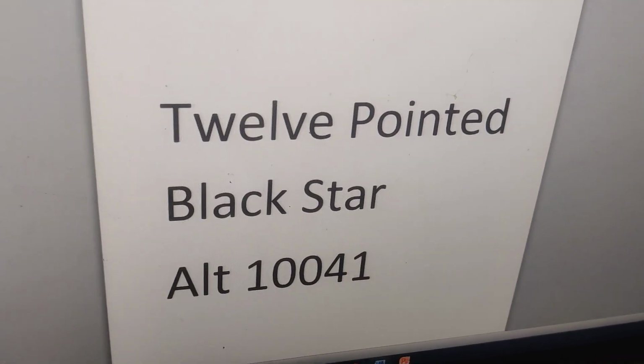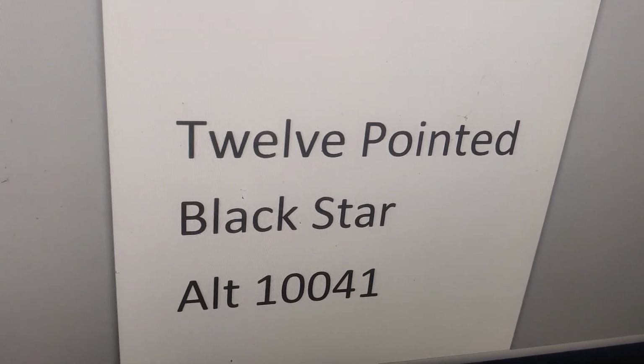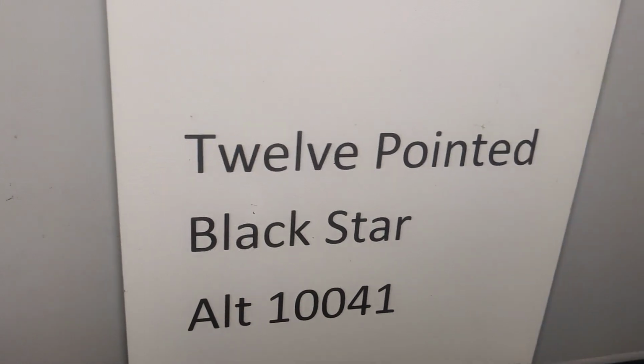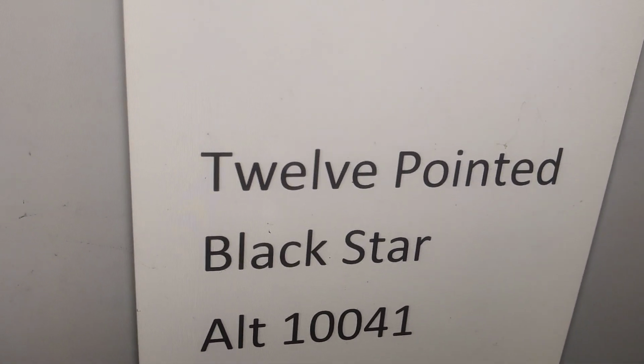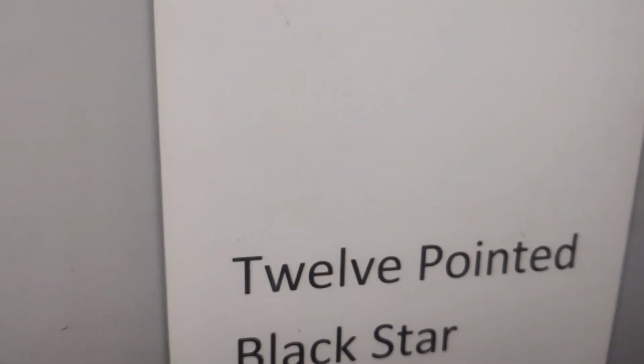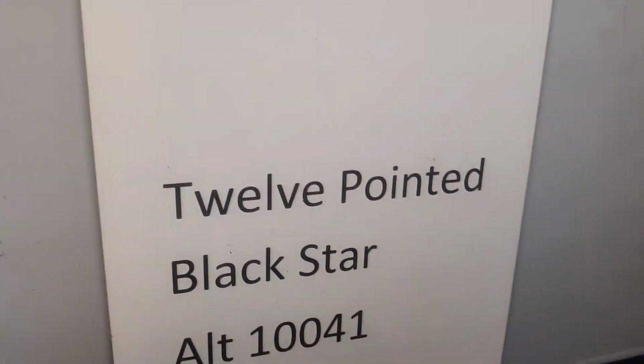In today's video, we discuss how to create a 12-pointed black star using keyboard shortcut. So you must remember this keyboard shortcut Alt 10041. So you must open your Microsoft Word in your Windows computer, and after that I'll show you.